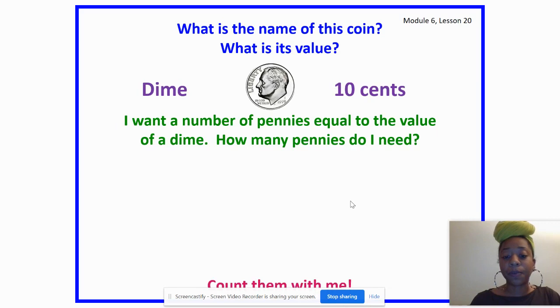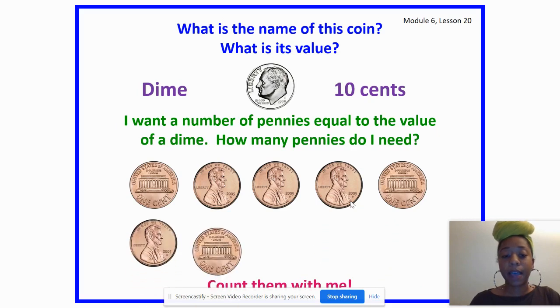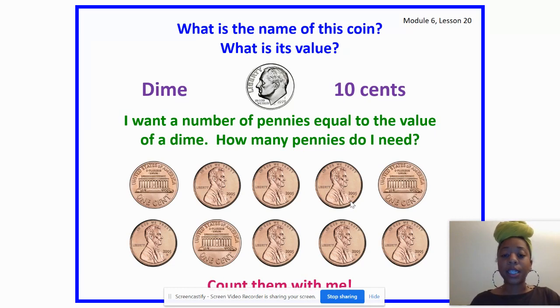Let's count. 1, 2, 3, 4, 5, 6, 7, 8, 9, and 10. 10 pennies and a dime is worth 10 cents. So if 10 pennies is worth 10 cents and a dime is worth 10 cents, that means all of these coins have the same value. 10 pennies is the same as 10 cents. You got it.